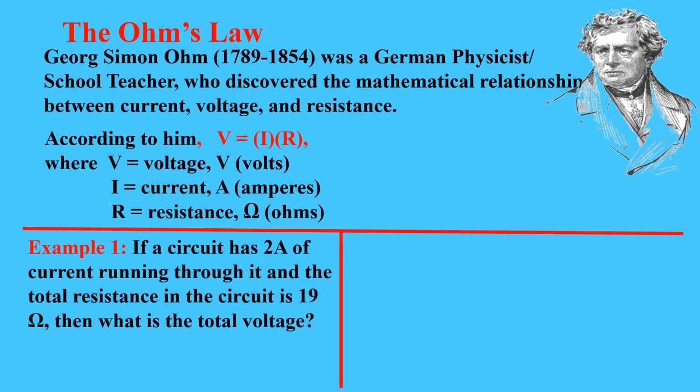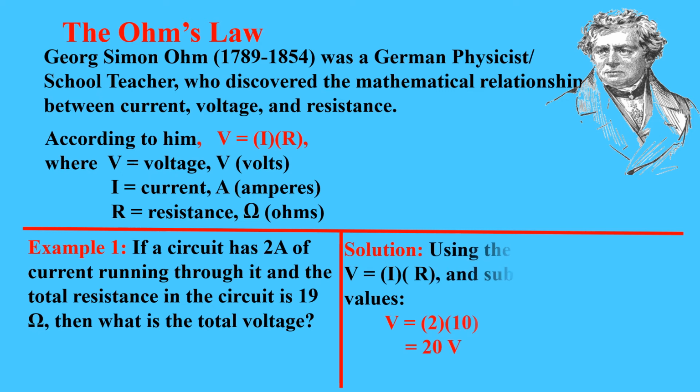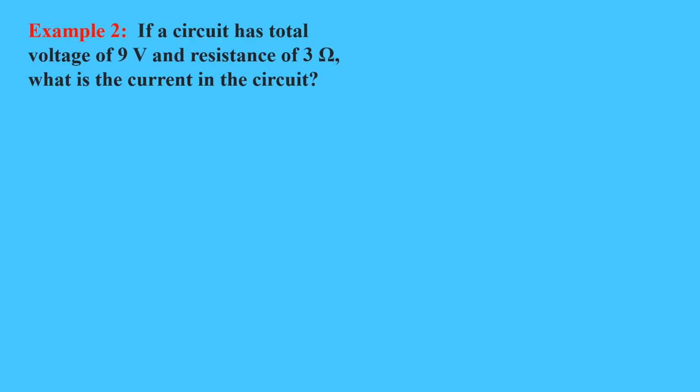Example number 1. If a circuit has 2 amperes of current running through it and the total resistance in the circuit is 10 ohms, then what is the total voltage? Solution. Using the formula V equals the product of I and R and substituting the given values, you have V equals 2 times 10, or V equals 20 volts.